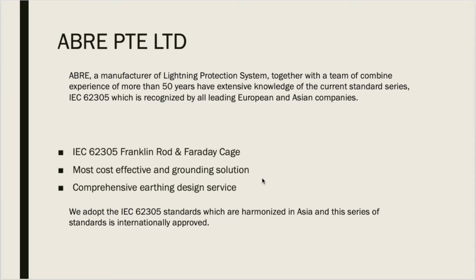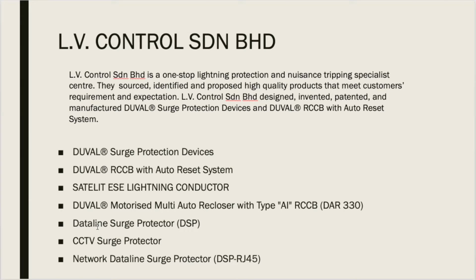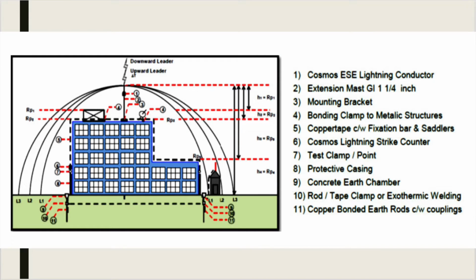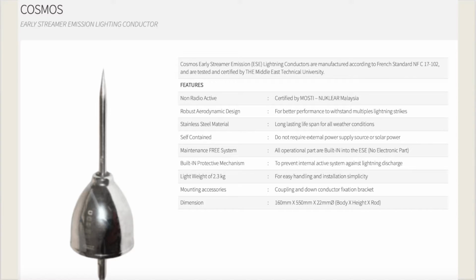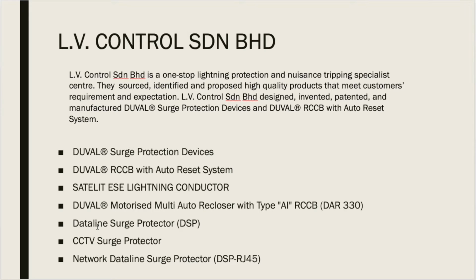Next, we have LV Control Sendirian Berhad. LV Control is a one-stop lightning protection and nuisance tripping specialist center. They source, identify and propose high-quality products that meet customer requirements and expectations. LV Control designs, invents, patents, and manufactures dual surge protection devices and dual RCCB with auto reset system.